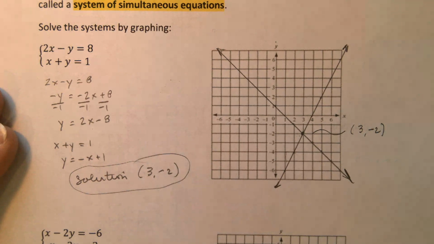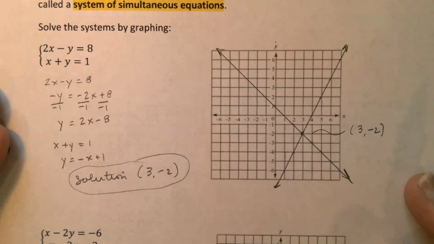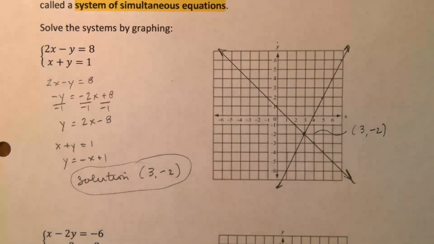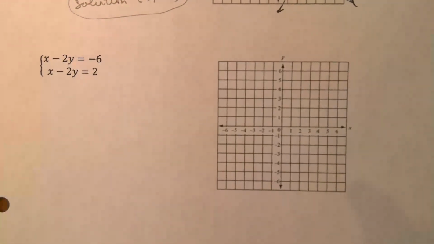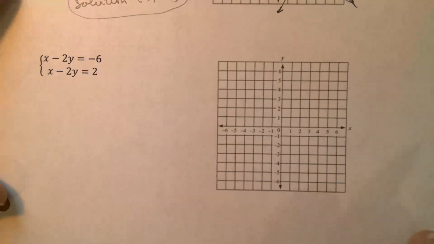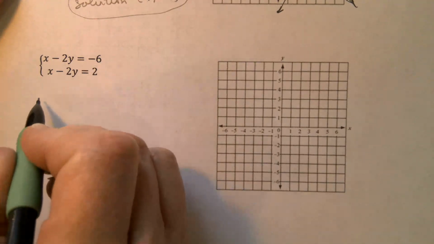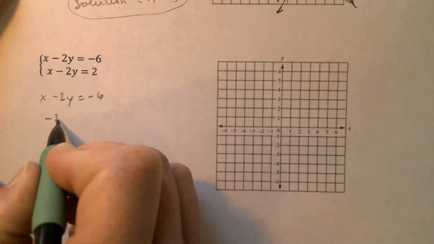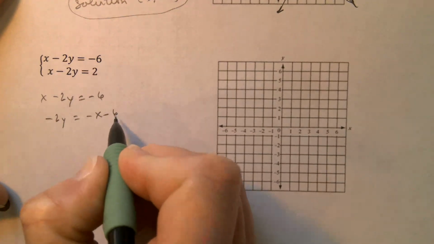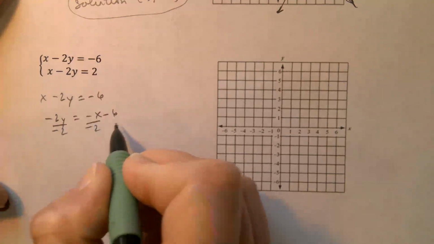Make sure you write your solution as an ordered pair. Ordered pairs have to be in parentheses, or they're not an ordered pair. They're just two numbers. All right, let's look at our next one here. Again, I'm going to put them both in slope-intercept form because that's the easiest way to graph them. So if I start with the first one and try to do it correctly this time, this will be negative x minus 6. I divide everything by negative 2.